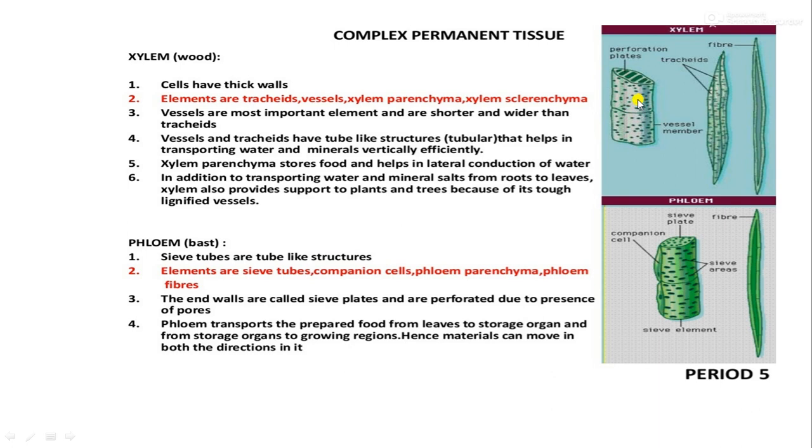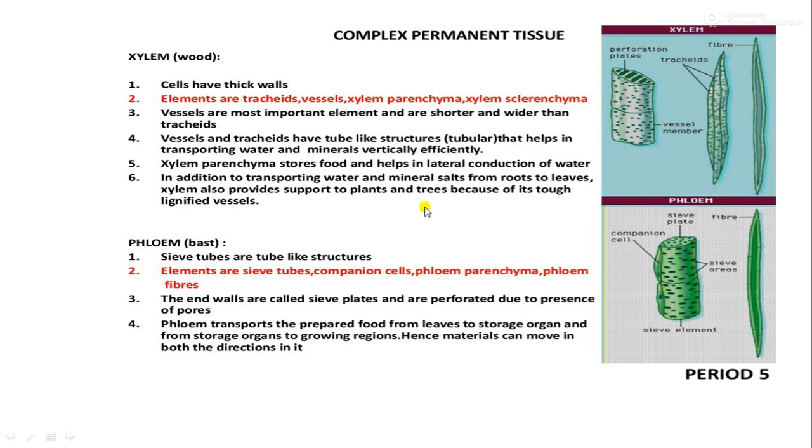And what are these? These are the pores. Unthickened areas are the pores for substances moving into the xylem cells. And at the end wall there are perforation plates. These are the perforation plates. Perforation again holds pores. Okay. So it is interrupted by the perforation plates.